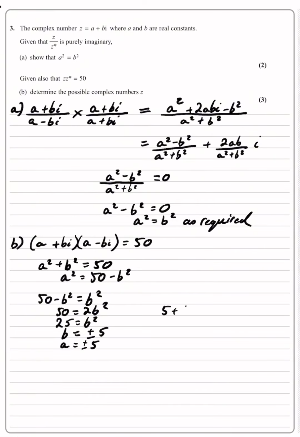So our 4 complex numbers we could have for z will be 5 plus 5i, 5 minus 5i, minus 5 plus 5i, and minus 5 minus 5i.